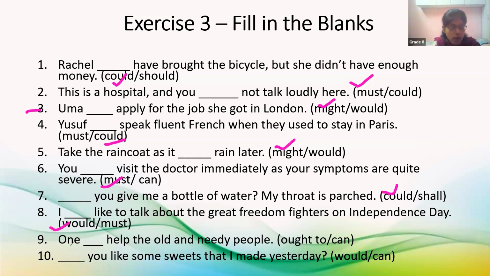Next one. One dash help the old and needy people. Ought to. Correct. Dash you like some sweets that I made yesterday? Would. Would is a very gentle and subtle request. That's correct. All answers are correct.